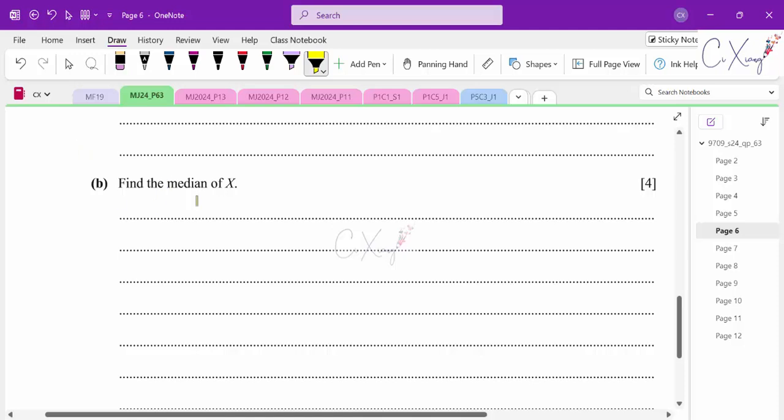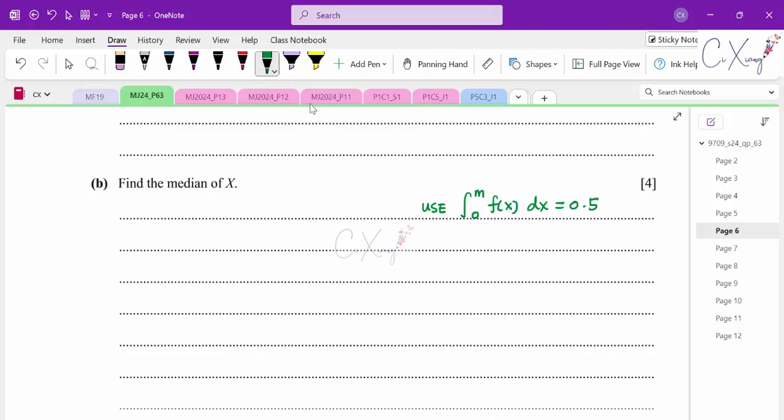For part B, they want us to find the median of x. So let's say we assume the median is m. You need to know that from the smallest value until the median, if we integrate the function, the area that we get is 0.5, because the median is the center position for the whole function. So if you integrate from 0 until the median, it consists of half of your whole area, which is 0.5. This is the concept that you are using here.